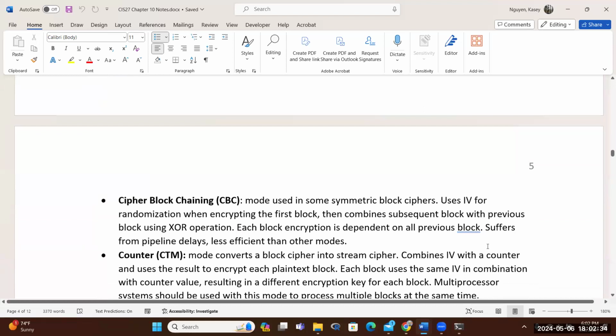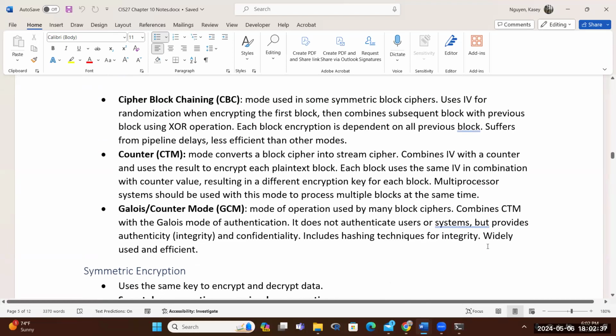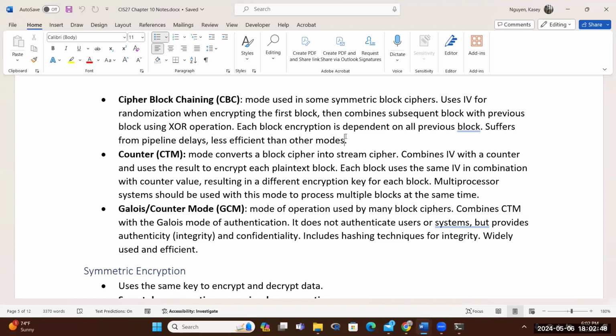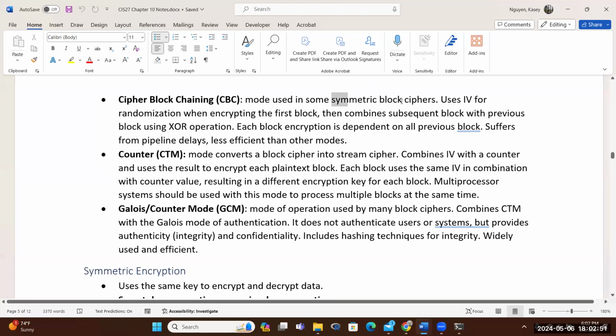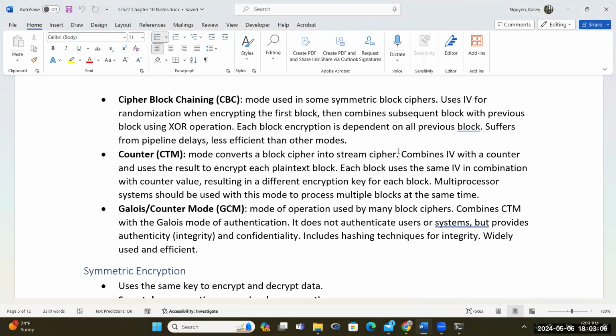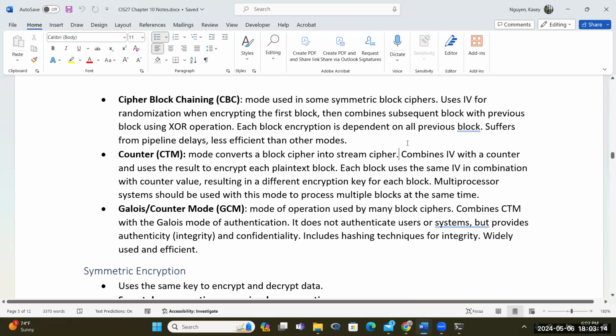Your cipher block chaining, this is good to know. Your CBC, this is currently a lot of the cryptocurrency technology, right? This has been around for many, many years. It's just that crypto, after Bitcoin blew up, everybody implements it. It uses symmetric block cipher. It uses an IV for randomization and encryption of the first block. It combines each subsequent block with the previous block using exclusive OR operations. It is just operators implemented in the code for the blocks. Each block encryption would be dependent on the previous block.